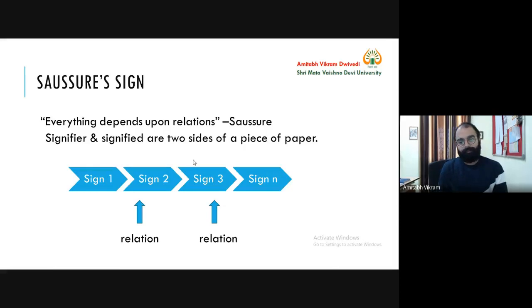the cat is on the mat, and when I say a cat is on the mat, you understand the difference between the cat and a cat. The cat means I am talking about one specific definite cat, and when I say a cat, then I am talking about any cat. A cat is on the mat. So here, the is interacting with cat, a is also interacting with cat. So one sign interacts with another sign, and that's why the entire construction, the cat is on the mat, becomes meaningful. And that is the meaning of what Saussure says, that everything depends upon relations.